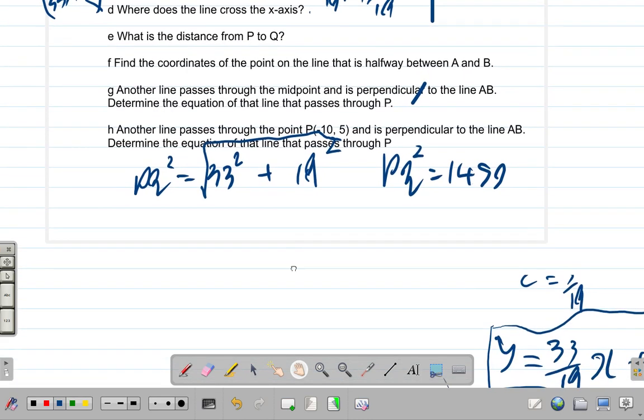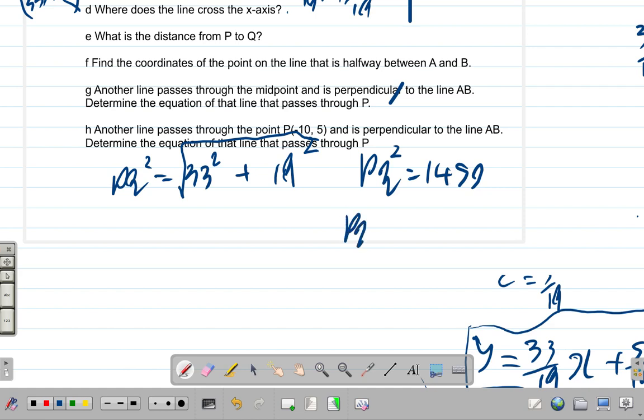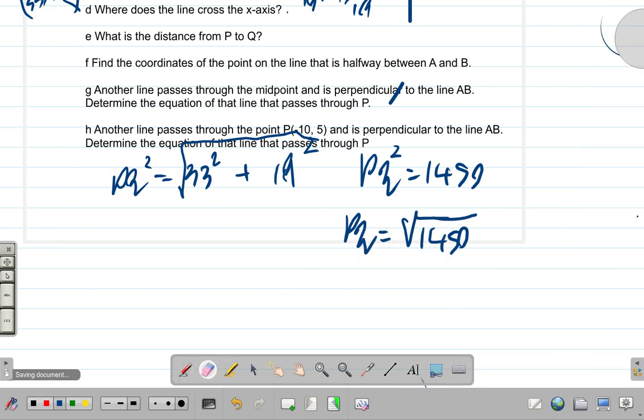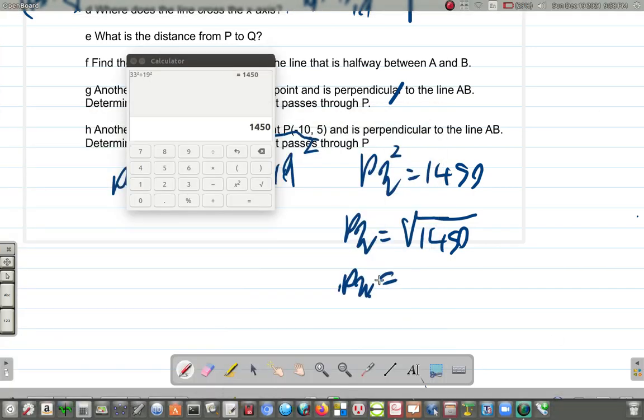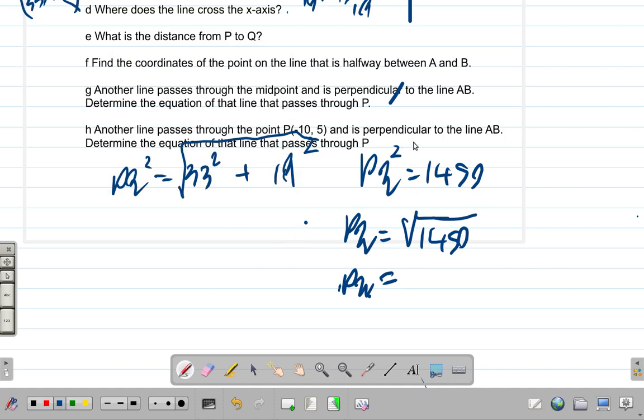So in this case now, what is PQ equal to? PQ is equal to the square root of 1450. This was from a previous working we did. So what would PQ be? Calculator, 1450. I want to find the square root. The square root of that equals, call it 38. Alright? The distance is 38.